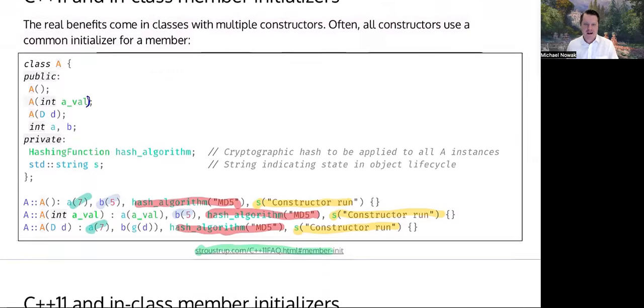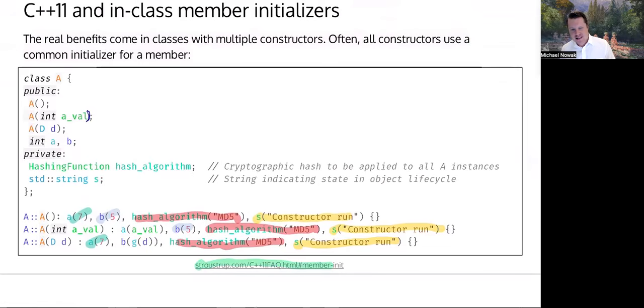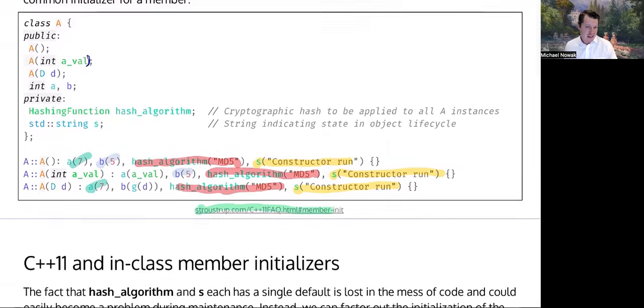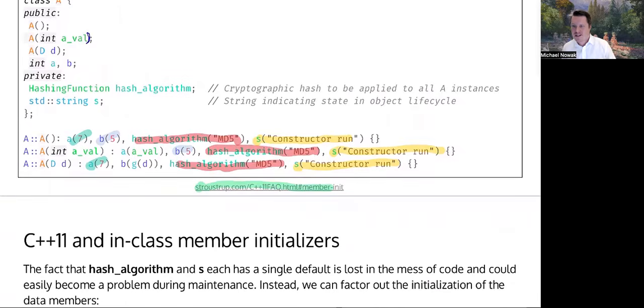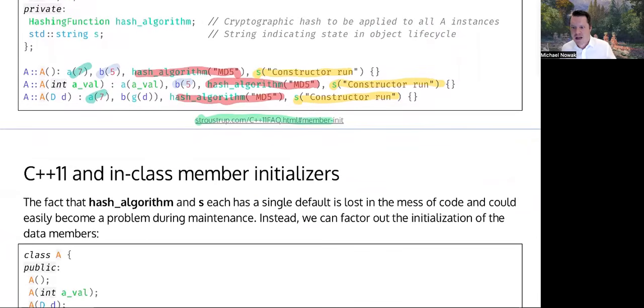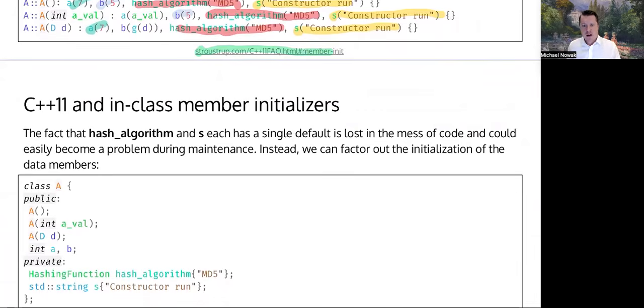Why? Well, if you're making an update, let's say we change the hash algorithm to something else, there are 3 places where we need to make that update. Same with the starting value of S. If we wanted S to maintain a string other than constructor run, there are 3 places to make that update. And the more places we have to make that change, the more likelihood that we'll miss something and an error will be introduced.